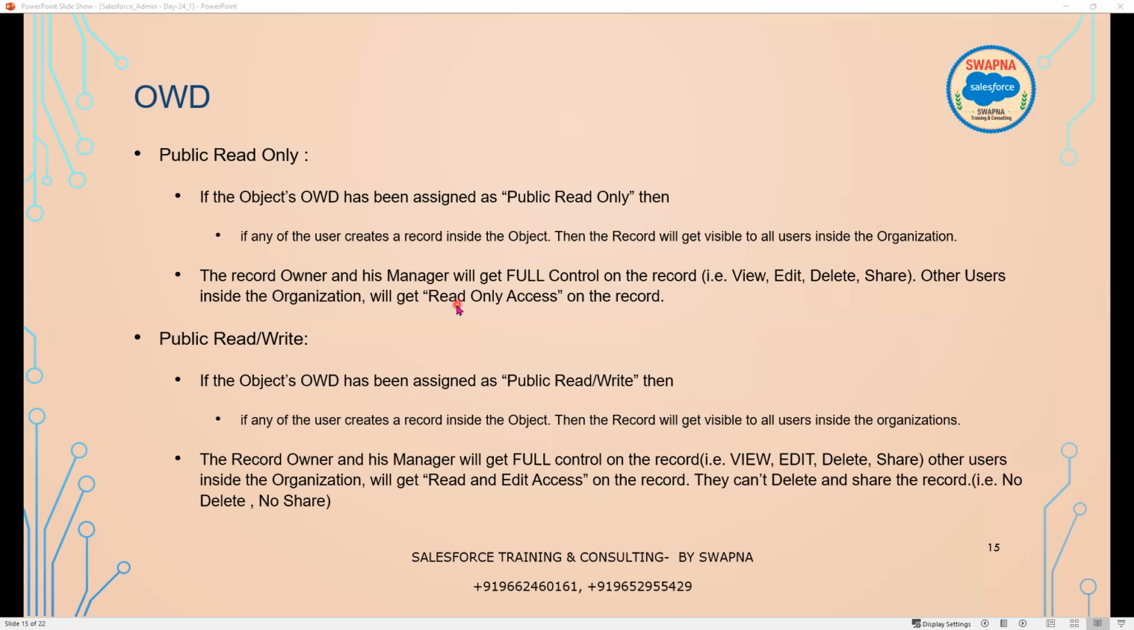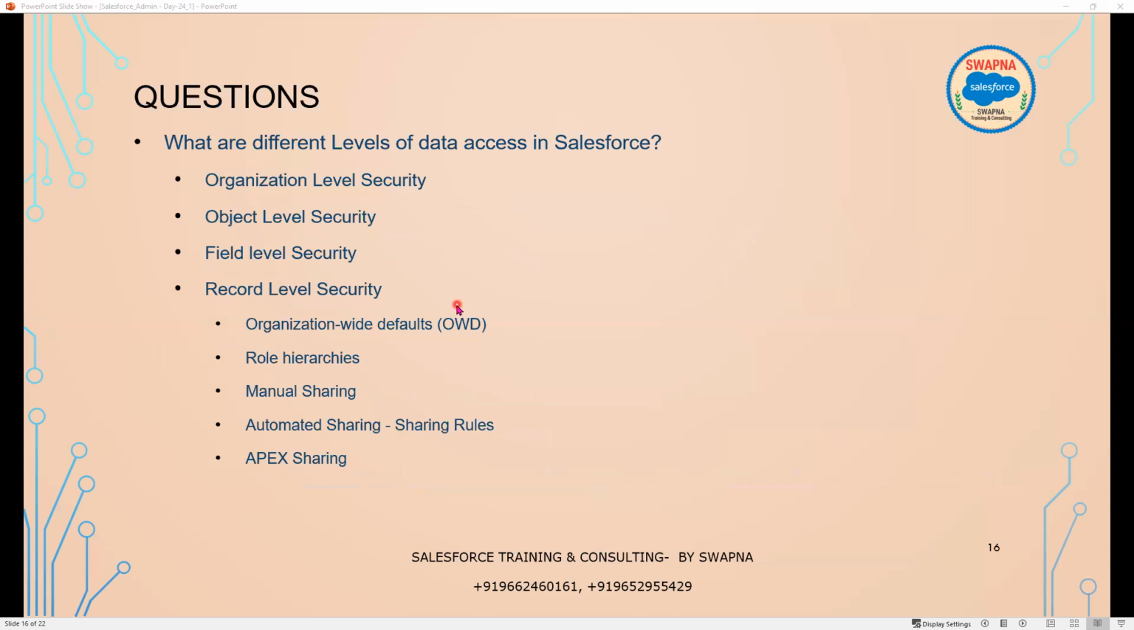Now, sometimes in interviews they will ask the question, what are the different levels of data access in Salesforce? Like organization level security, object level security. We need to say what the different securities are: organization level, object level, field level security, record level security. For record level, we have OWD settings, role hierarchy, manual sharing, automated sharing, and Apex sharing.